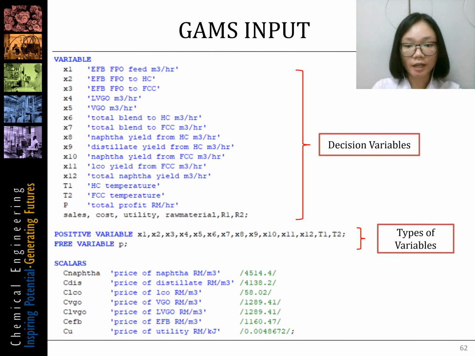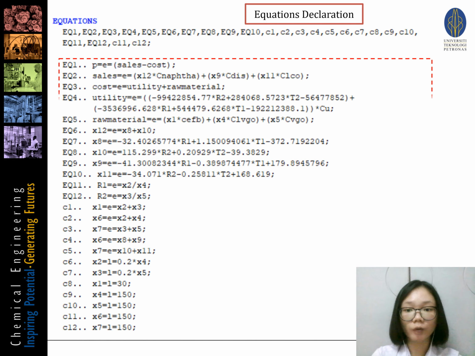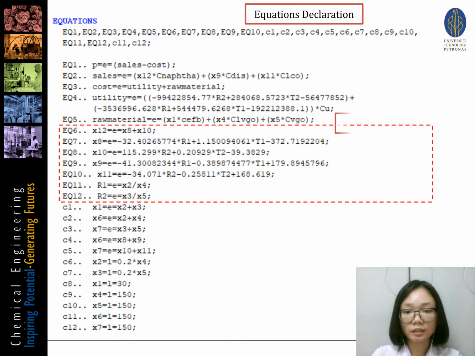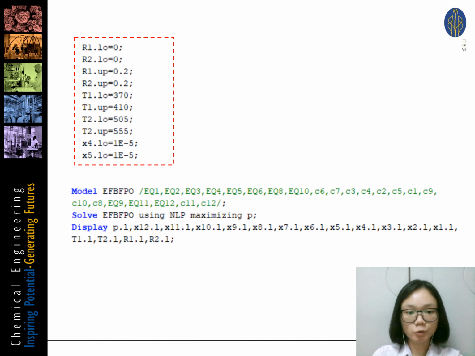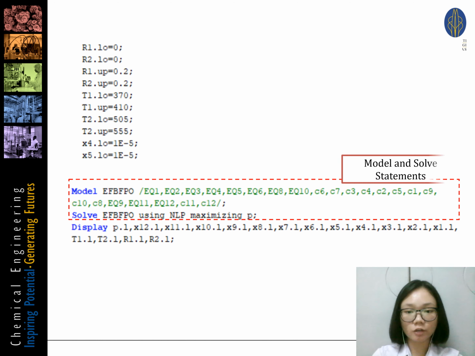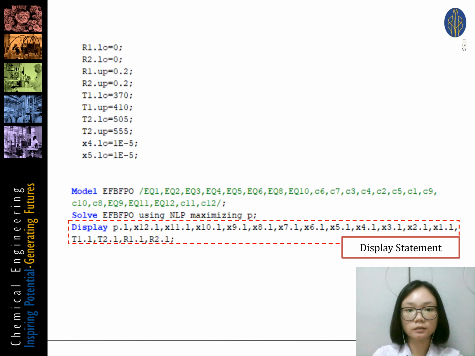Moving on next, I present to you the GAMS input, and here is the decision variable, and here I declare the types of the variable, and here is the scalar where I declare the cost constant. And moving on next, this is the equation declaration, which is made up of the objective function, and this is the yield equations, and these are the constraints. This is the model and solve statement. And this is a non-linear programming maximizing the profit. And finally, here is the display statement.